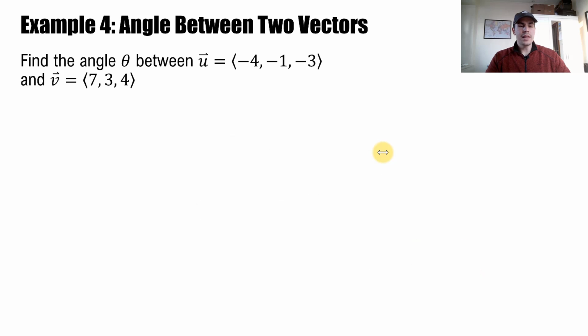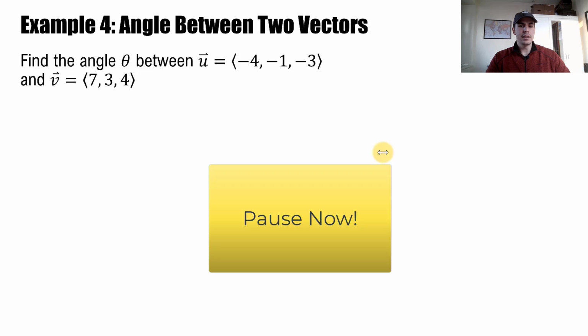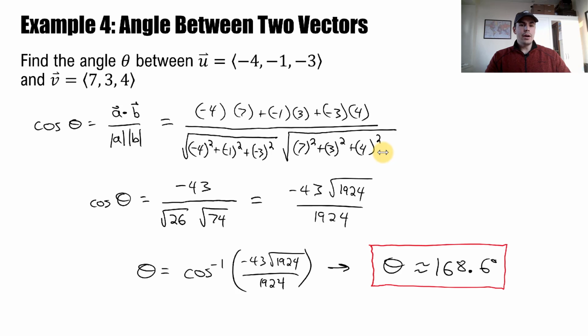Okay, so using that exact same logic, that same process, go ahead and find the angle between these two vectors U and V. Pause the video, check that out. Okay, hopefully you got approximately 168.6 degrees. This would be the process to find our angle.